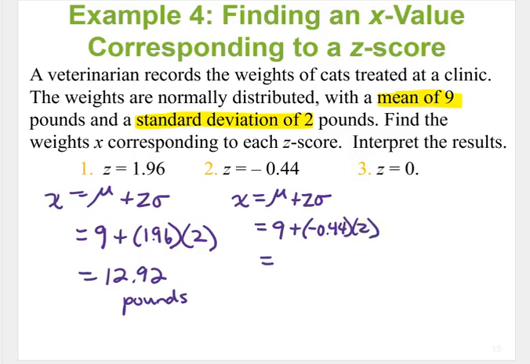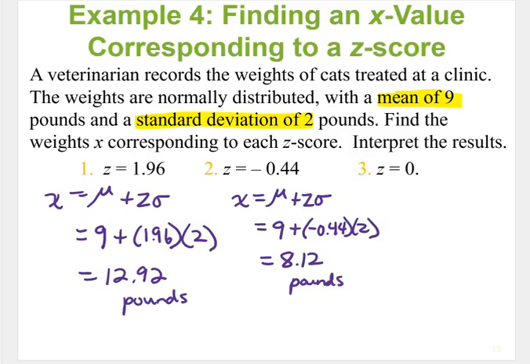I'd plug that all in my calculator, and I would get 8.12 pounds. So this cat is slightly less than the mean, but they're not more than 1 standard deviation below the mean, so they're very normal weight for a cat. A little on the low end, but still a normal weight.